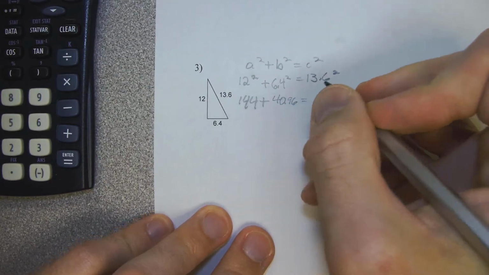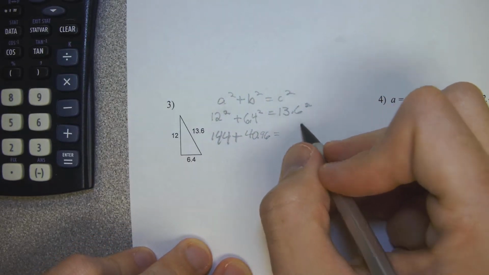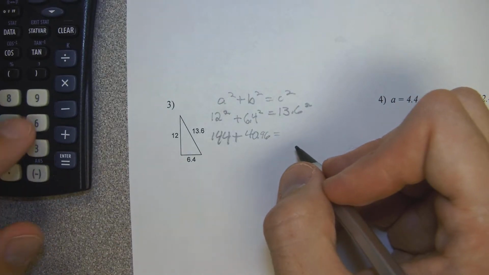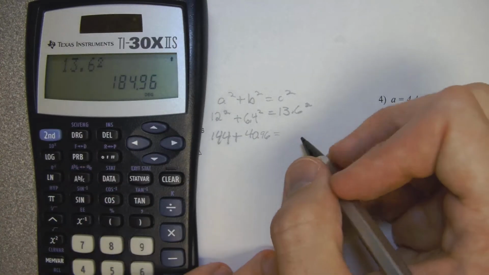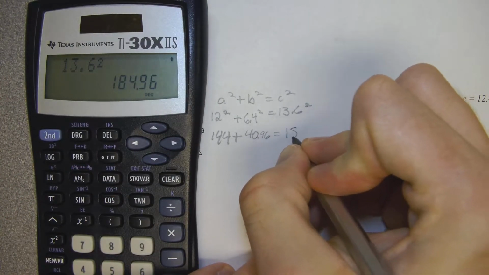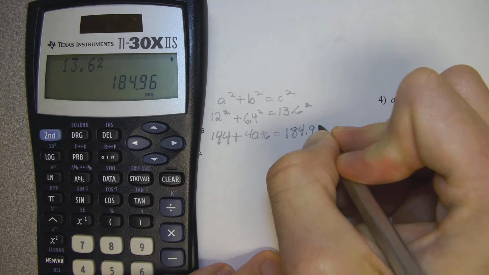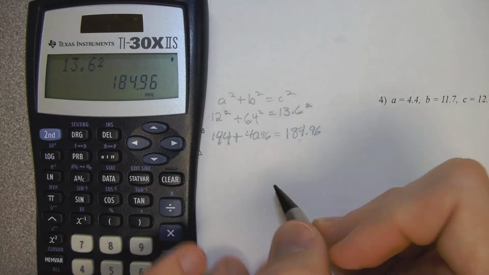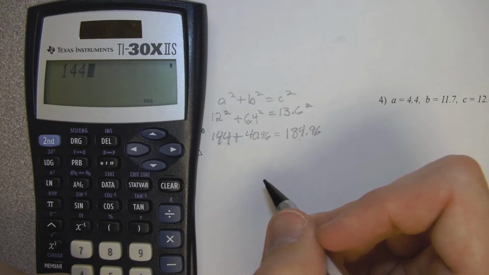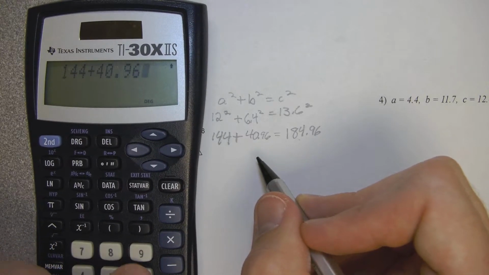So 6 4/10 squared, we know what that is: 40.96 equals, now I need 13.6. So let's try that. 13.6, and I'll square that. And according to my handy calculator, that tells me it's going to be 184.96. That number seems familiar. All right, let's add them up. Let's add our 144 and our 40.96. Let's see what we get.